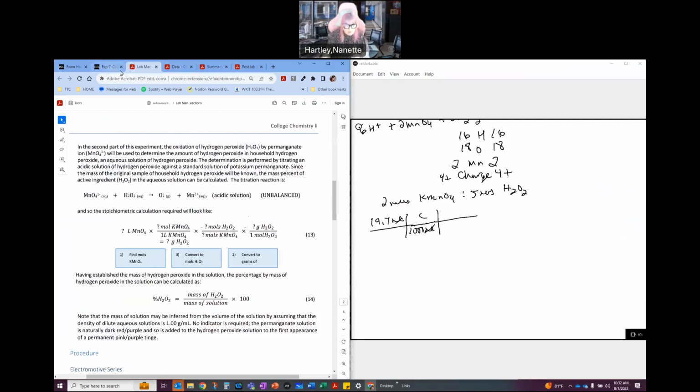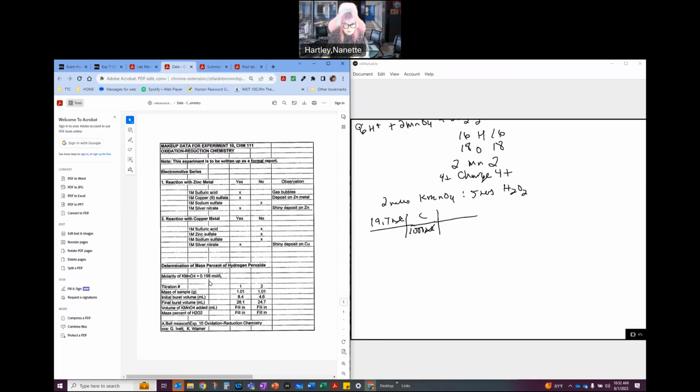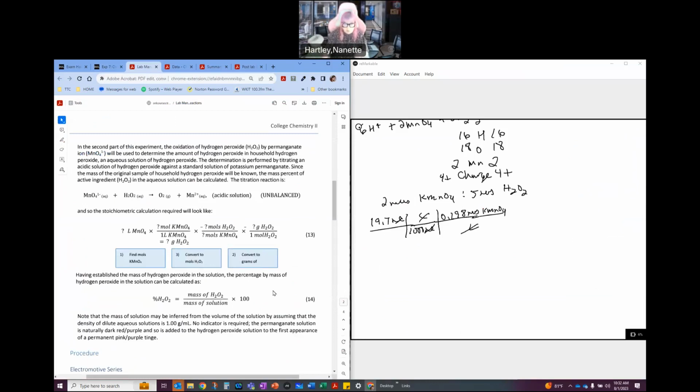And remember, the molarity that I was given is 0.198 moles MnO4 per liter. The liters cancel, and that leaves me with moles of MnO4 or KMnO4, because it's a 1-to-1 between them. So I talk about them interchangeably. We then know that there are 5 moles of H2O2 for 2 moles of KMnO4. So the moles of KMnO4 cancel, and that leaves me with moles of H2O2.